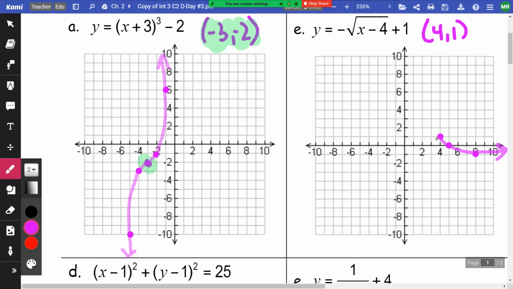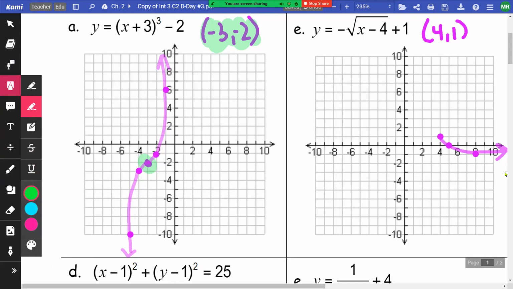So let me just highlight it here for a second. This point right here, that is your start. There's no arrow there. That is where it starts. Starts there. Okay.